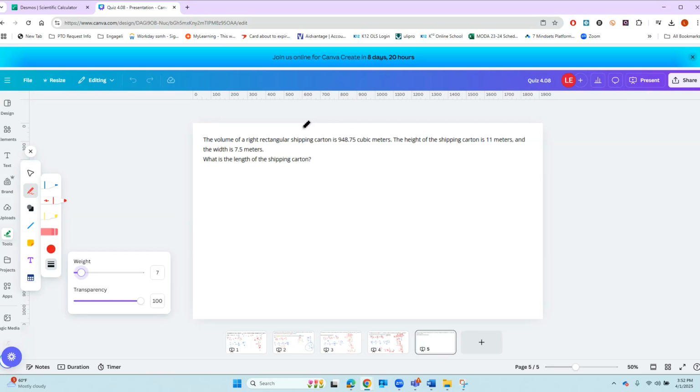The volume of a right rectangular shipping carton is 948.75 cubic meters. The height of the shipping carton is 11 meters and the width is 7.5 meters. What is the length of the shipping carton? So let's remember that volume equals length times width times height.